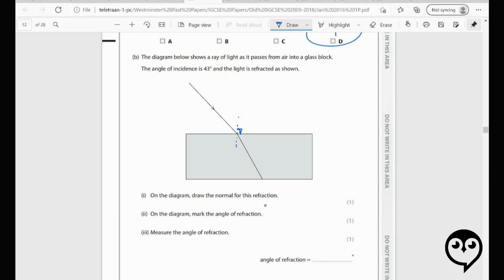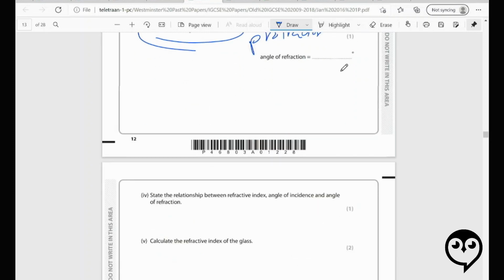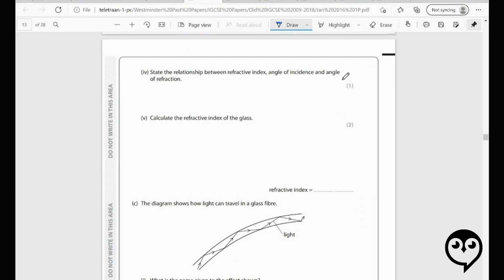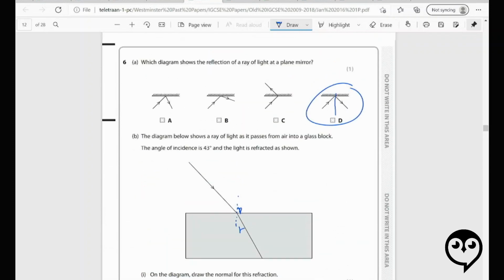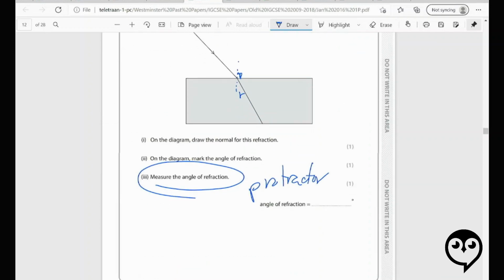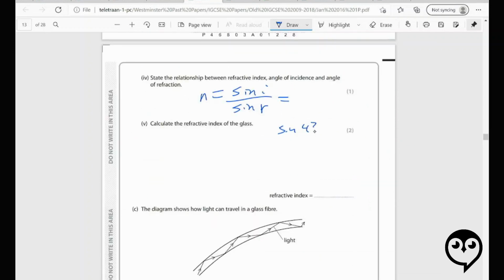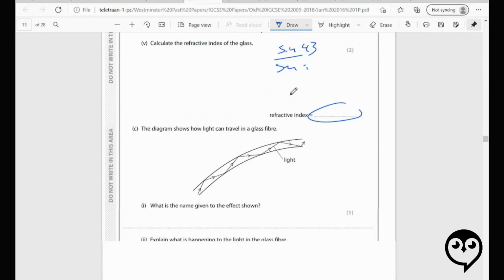On the diagram, mark the angle of refraction. This will be the angle of refraction, and measure the angle of refraction. Measure. Bring a protractor. If you don't have one, get one. State the relationship between the refractive index, the angle of incidence, and the angle of refraction. So this is the one that we saw in the other question. Okay. Calculate the refractive index of the glass. That's right. So they would have told us up above here, angle of incidence is 43. So we'll just plug in our numbers, right? Sine 43 over sine of whatever we measured up there, and we'll get our number there. Let's move on. You know how to do that.